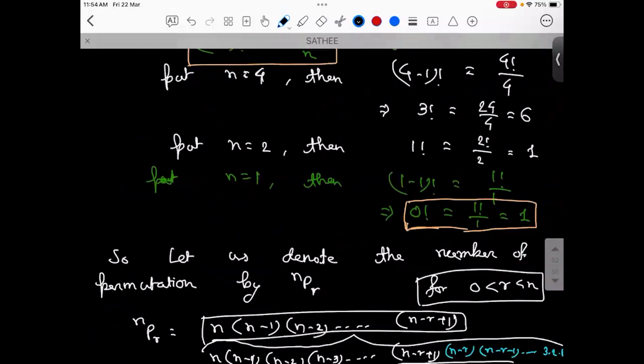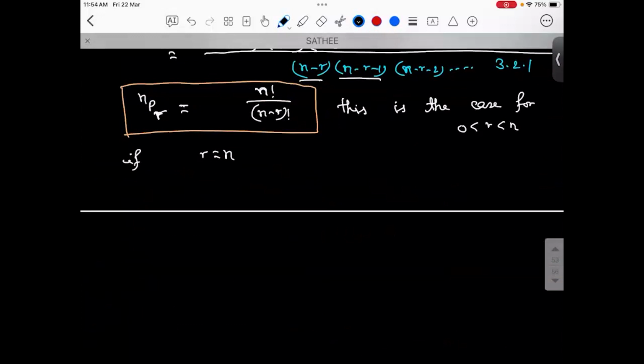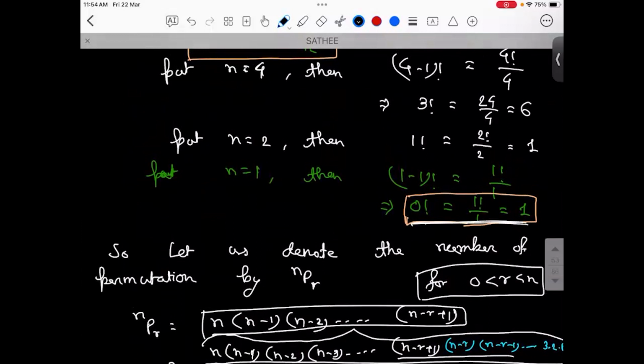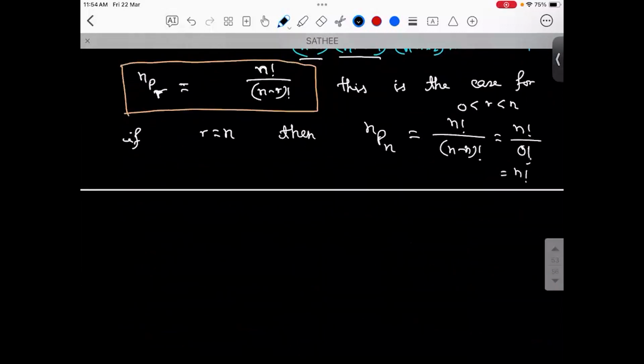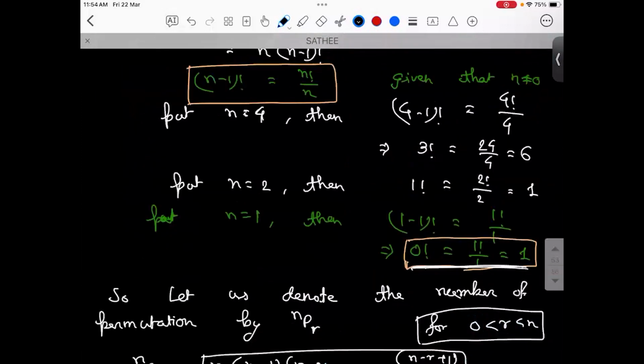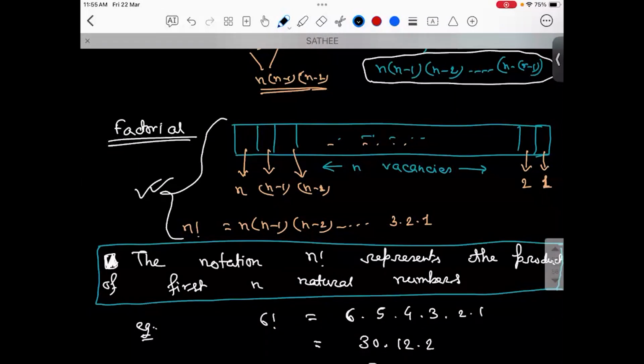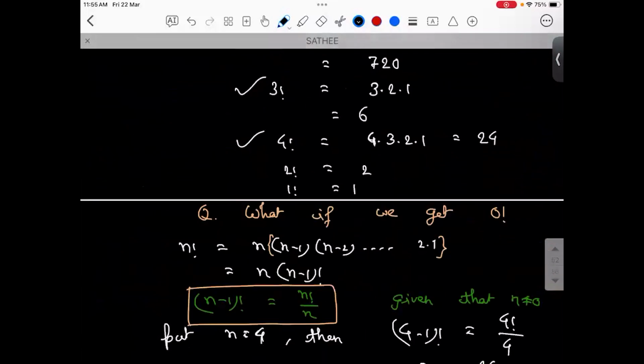But what if I use this formula? Let us understand this. If I put r equals n, then nPn equals n factorial divided by (n minus n) factorial. So this will give us n factorial divided by 0 factorial. Now we have discussed that 0 factorial equals 1, so this will give us n factorial. So whatever we have discussed in this example, this answer is true for nPr. Using the formula also we obtain the same result.